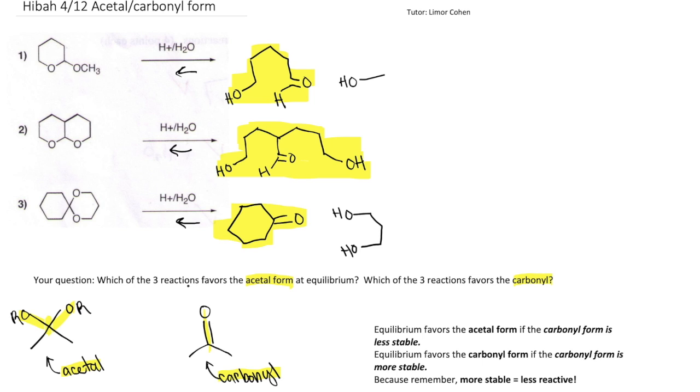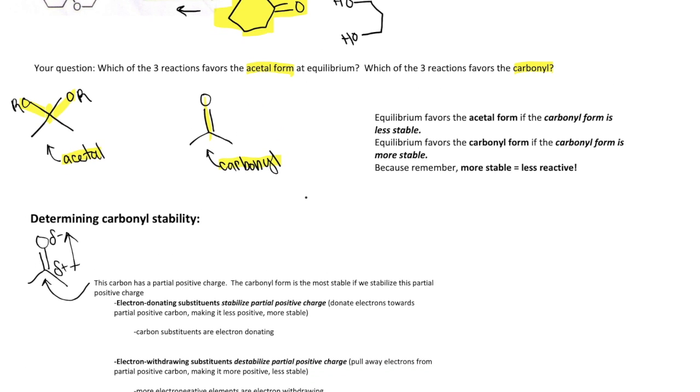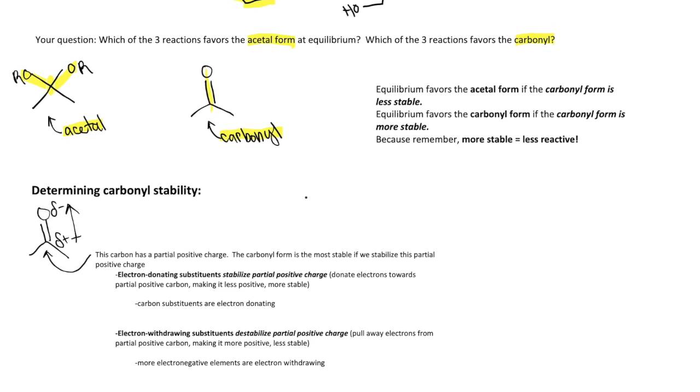So our question is basically asking which side of the reaction is favored, the acetal form or the carbonyl form. In order to answer this question, what you have to keep in mind is that the more stable your carbonyl form is, the less reactive it's going to be, and the less willing it's going to be to convert to the acetal form.